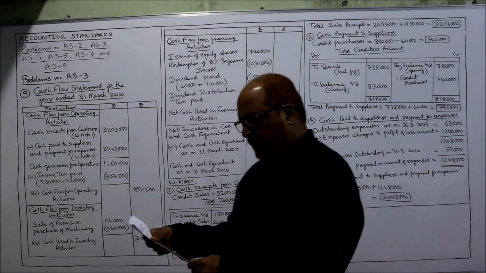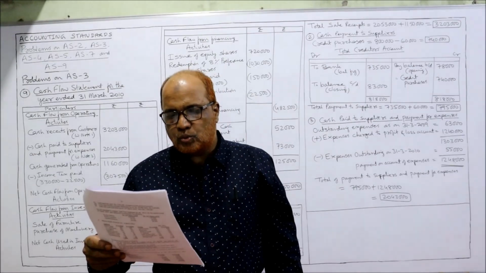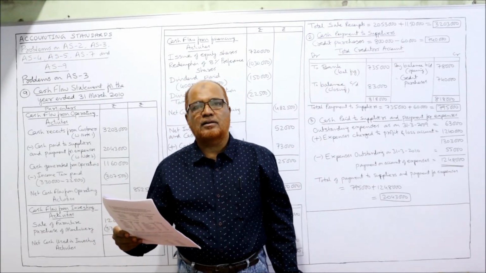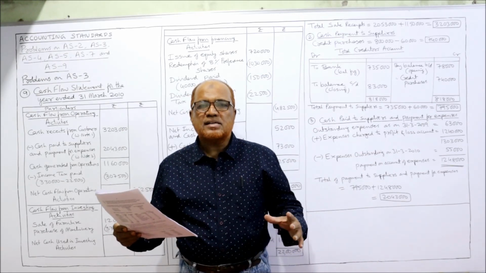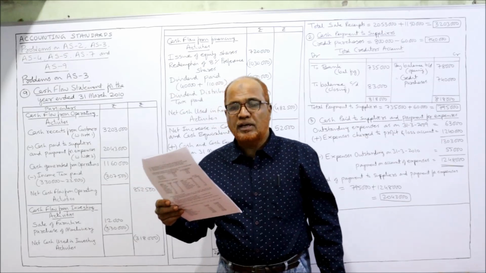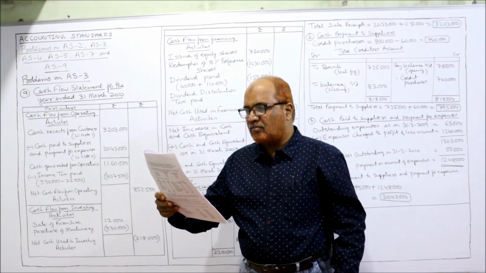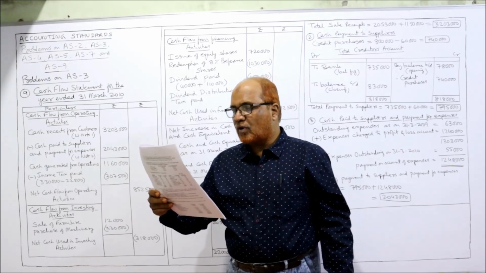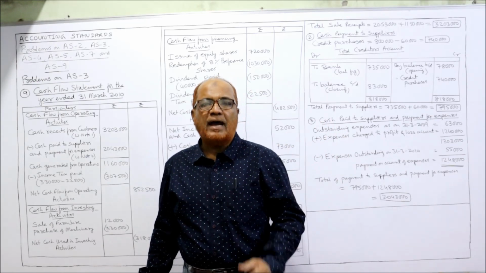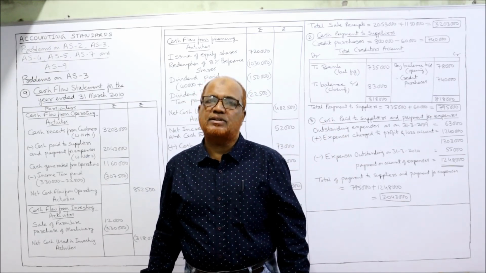Come on, see the 9th problem. The following particulars relate to B Limited for the year ended 31st March 2010. Listen carefully. Understanding the problem is half solved, so give more concentration to understanding the problem. Furniture of book value 15,500 was disposed of for rupees 12,000. When an asset is sold and cash realized, that will come under investing activity.